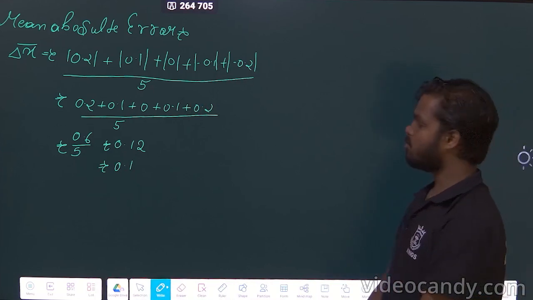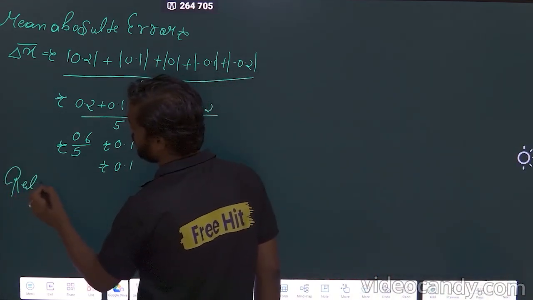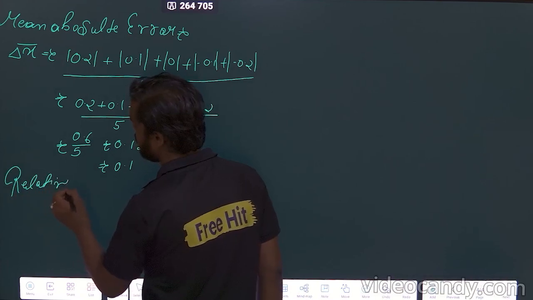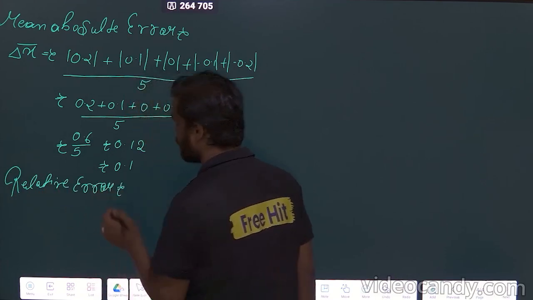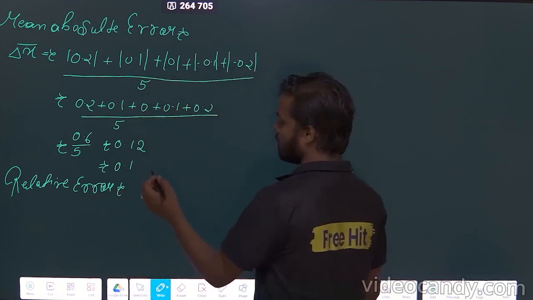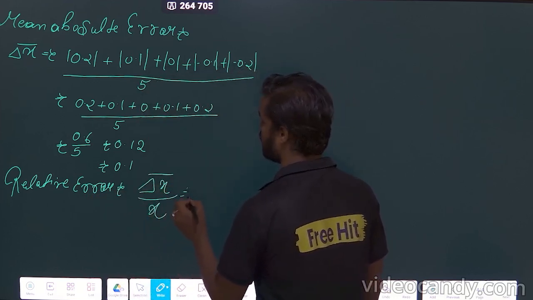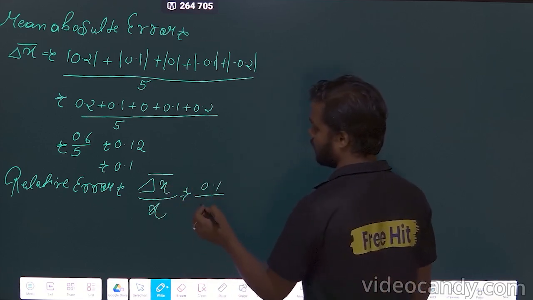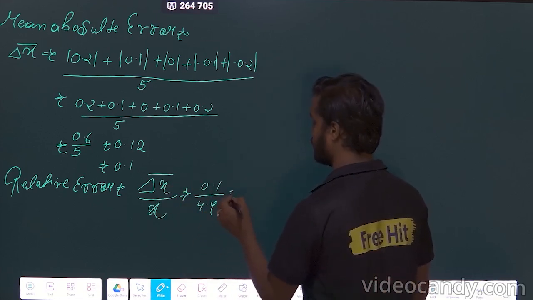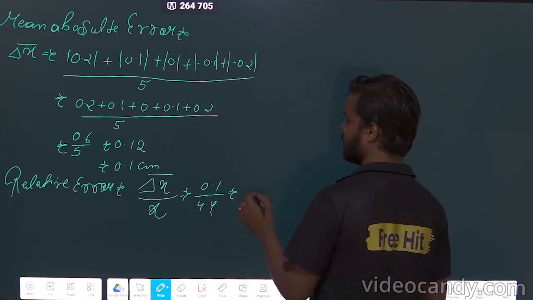We got the mean absolute error. Now after that, what do we have to calculate? After that it is the relative error. So what is relative error? Relative error will be delta x bar divided by x. So this will be 0.1 divided by 4.4 centimeter. So this will become 1 by 44.